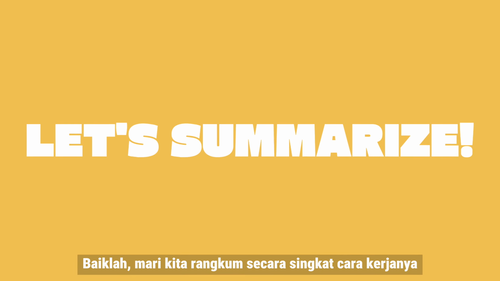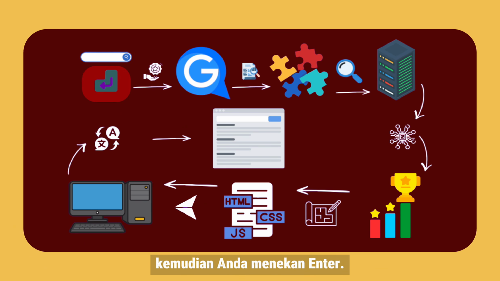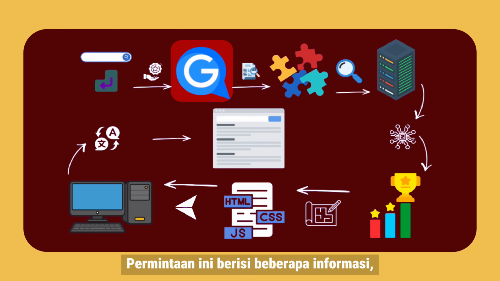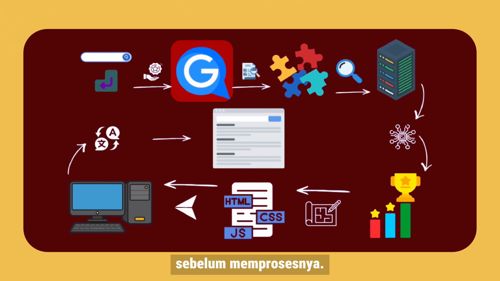Alright, let's briefly summarize how everything works. When you type dog parks into the search bar and press enter, the search begins with the browser creating a search request and sending it through the internet to the servers of Google using the HTTPS protocol. This request contains several pieces of information, including the search keywords, dog parks, the user's language, the approximate location from the IP address or GPS, and basic device and browser information. This data helps Google understand the context of the search before processing it.